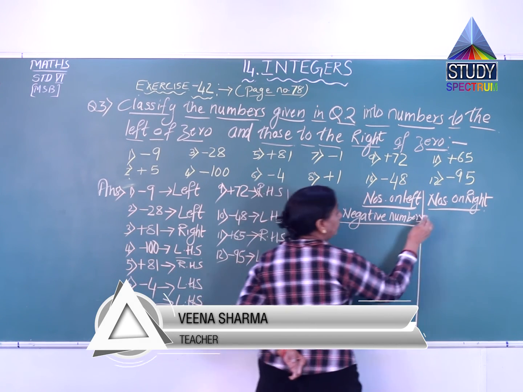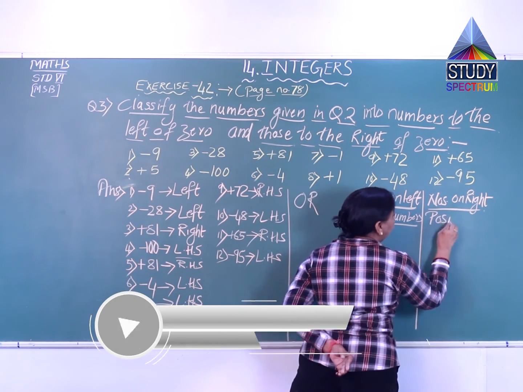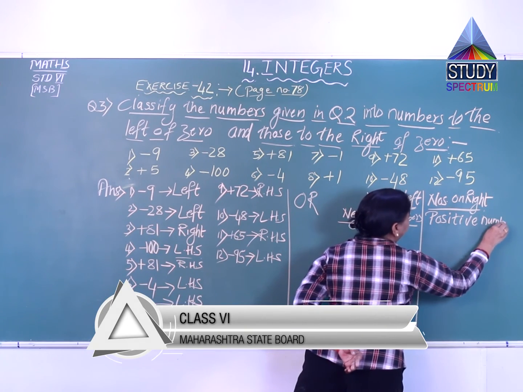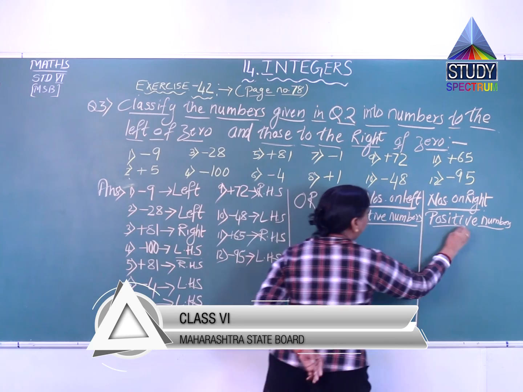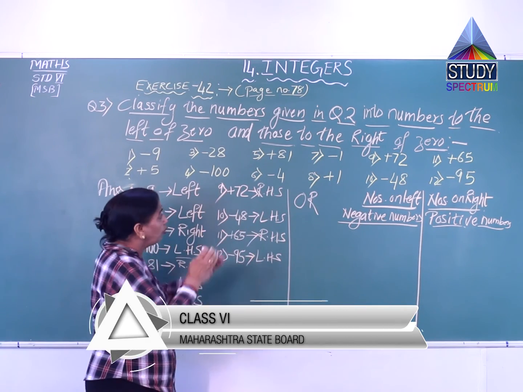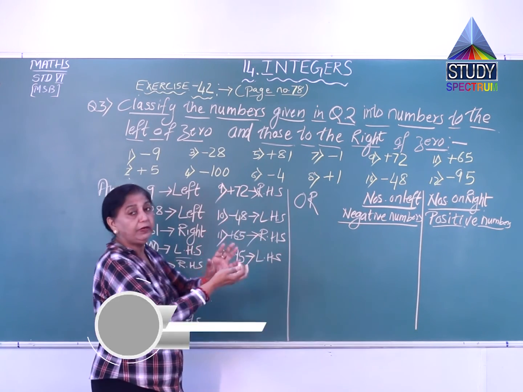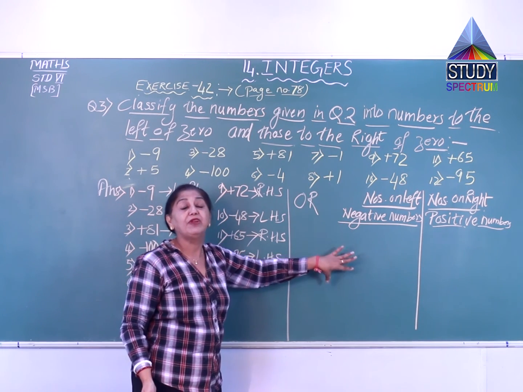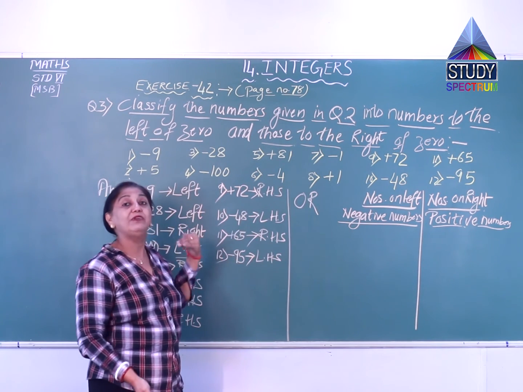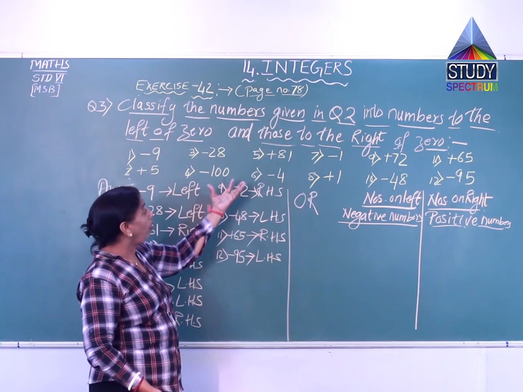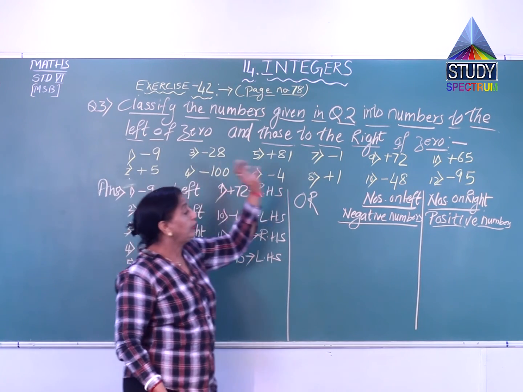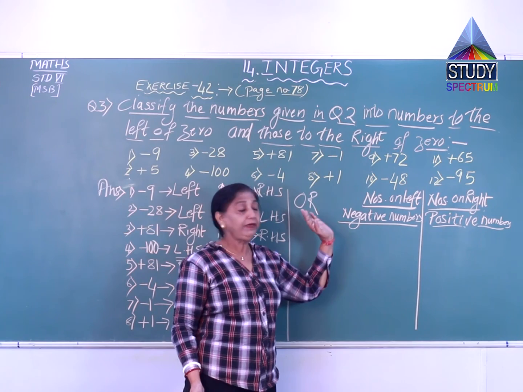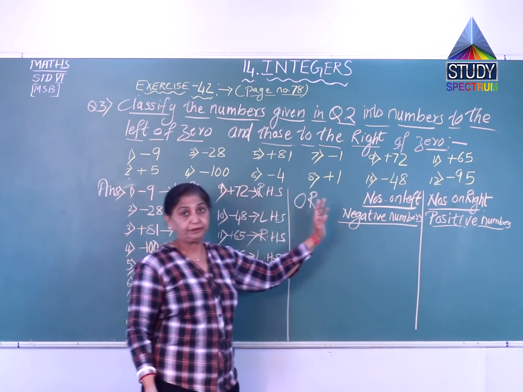Okay, and here all positive numbers. Now you have to pick all negative numbers and put them in this column. Why? Because all negative numbers lie to the left hand side of 0. And pick all the positive numbers to this column, as all the positive numbers lie to the right hand side.